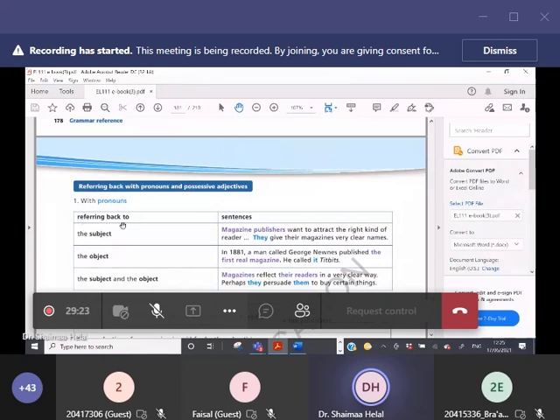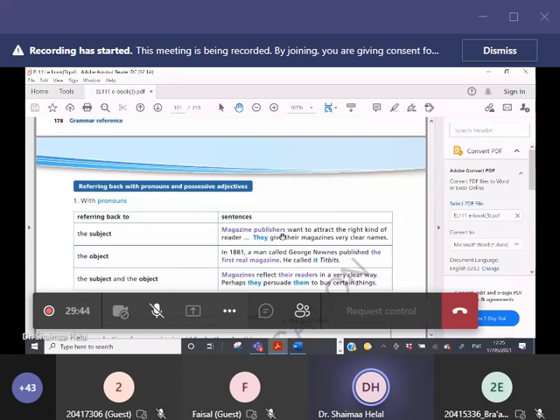We can refer back to the subject, to the object, to the subject and the object. What is the meaning of subject? الفاعل. Okay? What is the meaning of the object? المفعول. The subject, the doer of the action. The object, the done to. اللي هو المفعول. Okay? The subject and the object, we can refer to both of them. Look at this example.